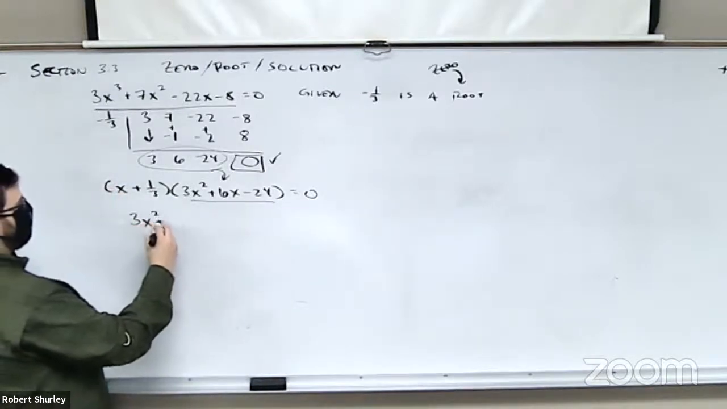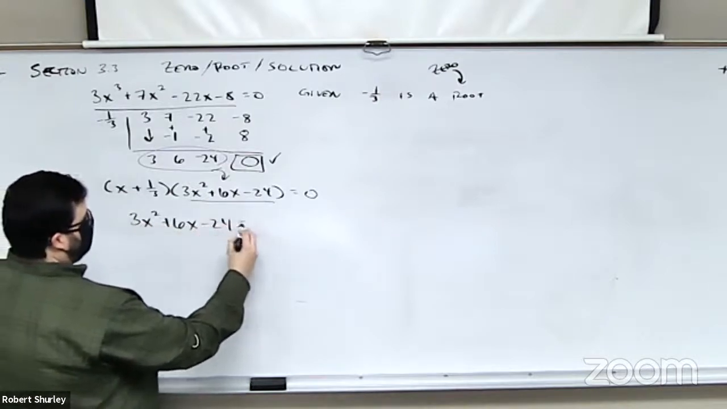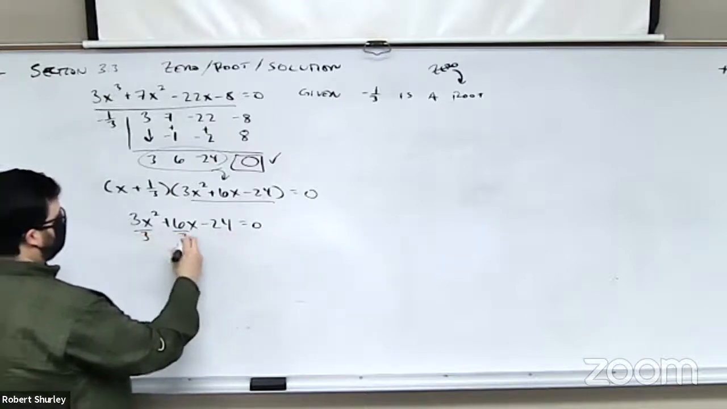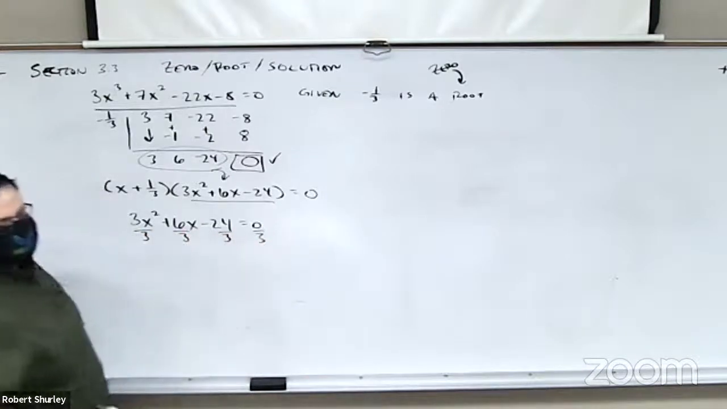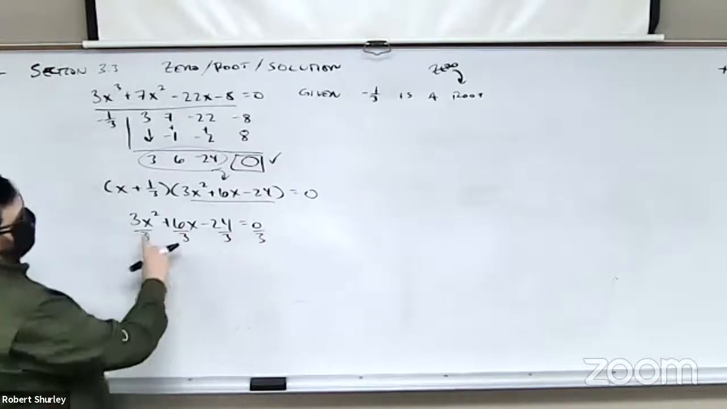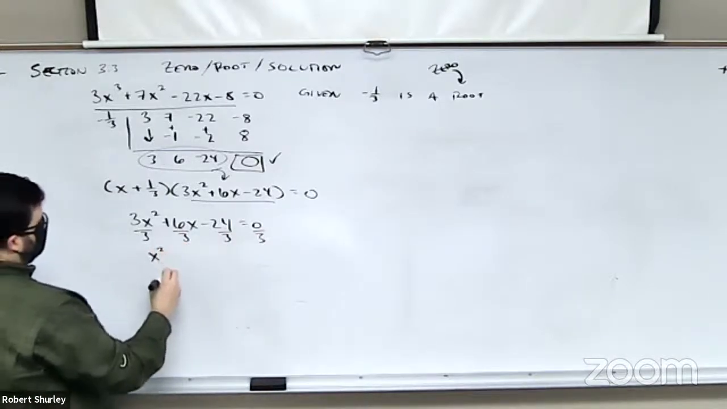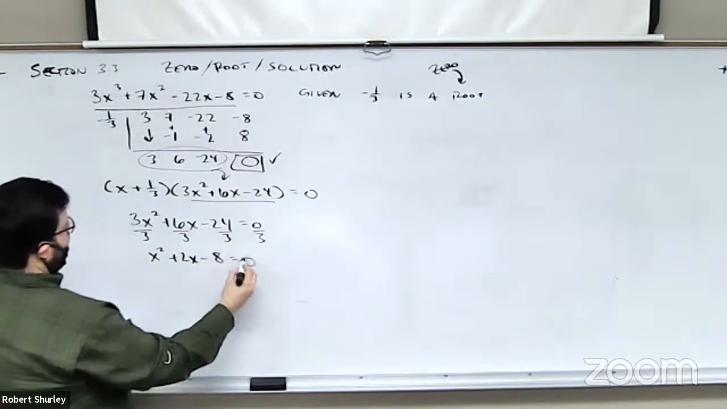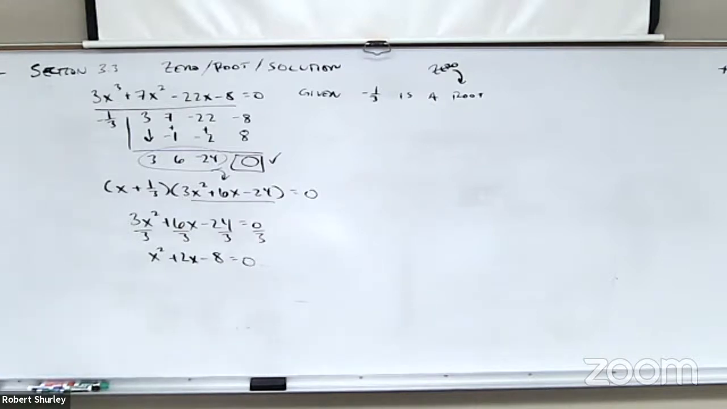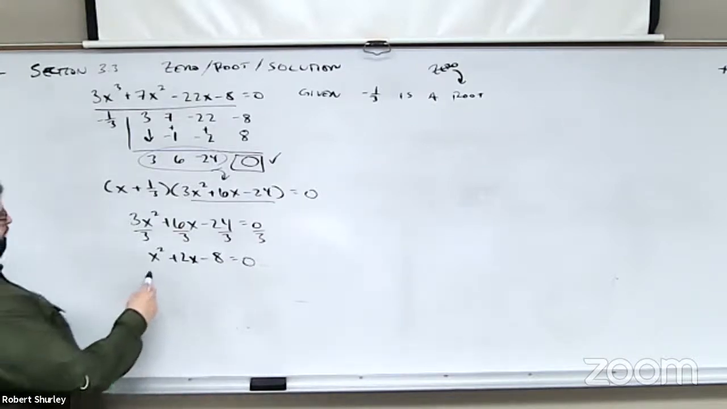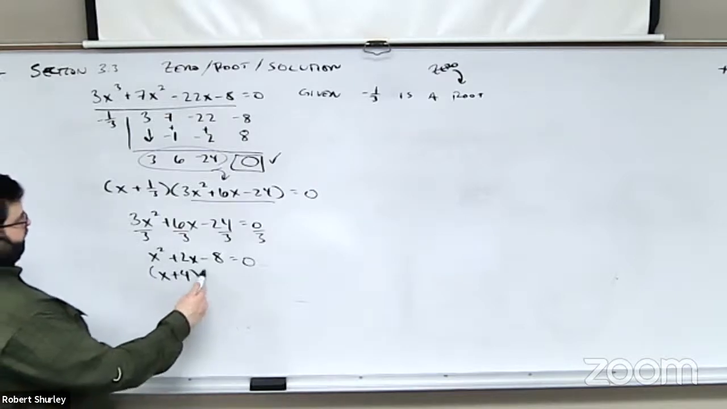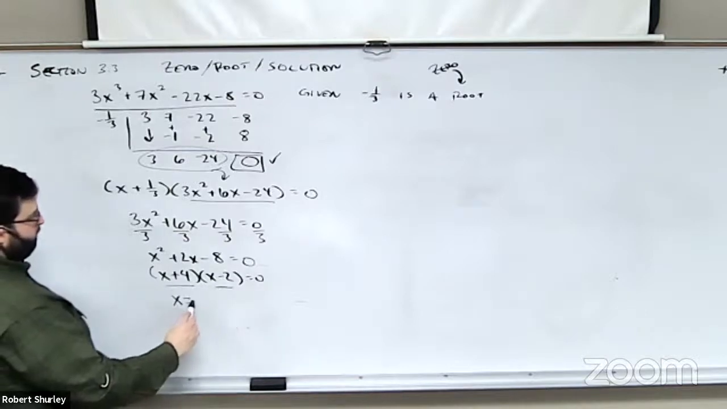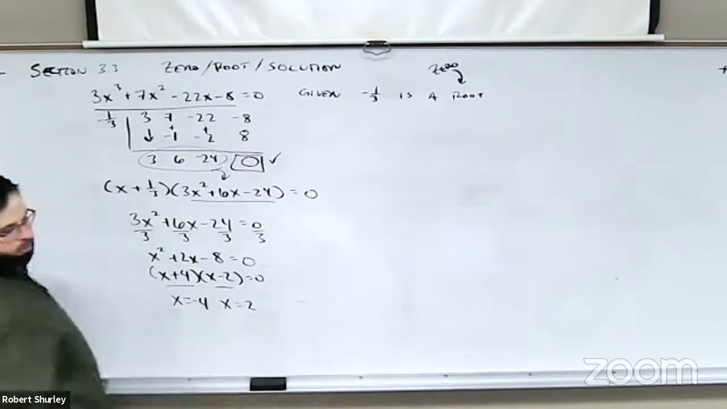We set that equal to 0. Now, look, all of these are divisible by 3, so I'm going to divide everything by 3. If you didn't notice that, you'll get to the same answer. It's just a little easier if they're all divisible by a number. So we get x squared plus 2x minus 8 equals 0. And then I factor it. X plus 4, x minus 2. And that's my last two factors. That's my last two zeros, negative 4 and positive 2.